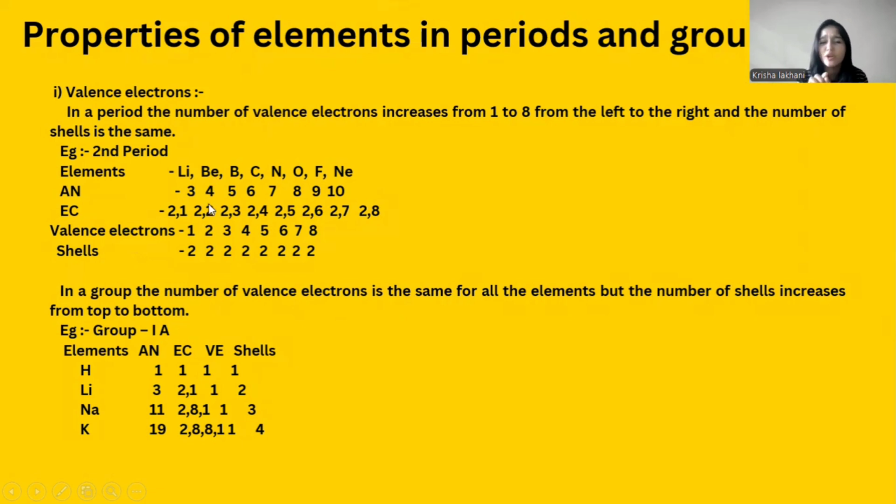Can you see the electronic configuration? 2, 2. What is the last number? 2. What is the last number here for boron? 3. So that is why valence electron is 3. 2, 4. What is the last number? 4. 2, 5. What is the last number? 5. 2, 6, 6. 7, 7. 8, 8. It is very simple. Just remember, what do you mean by valence electron? The number of electrons in the outermost shell.